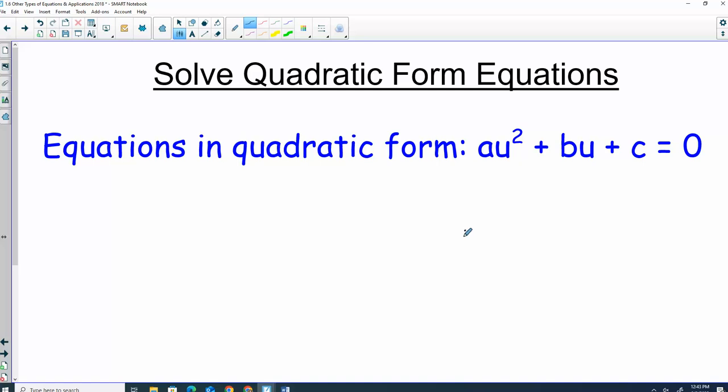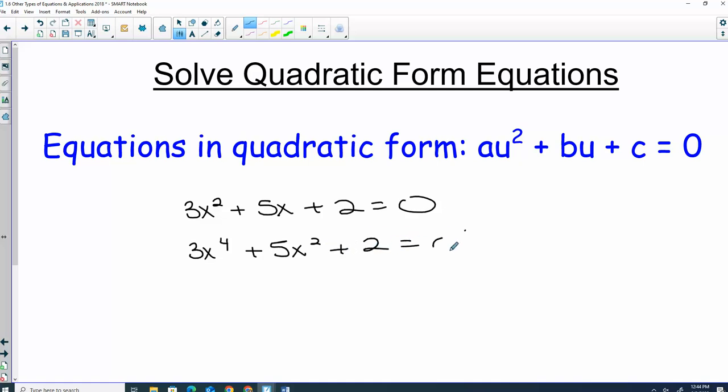Okay, so for instance, if you think about a quadratic, like 3x squared plus 5x plus 2 equals 0. What makes that a quadratic? Okay, what else? We have the x squared, the x, and the constant, right? When I say a quadratic form, that means it might be similar, but it's not really a true quadratic. So it might look like this. Or like this.